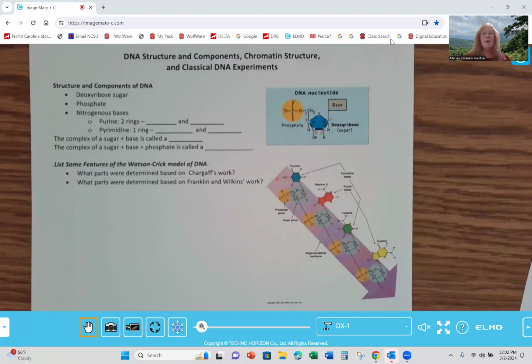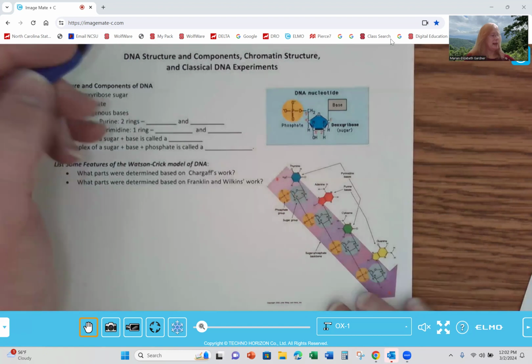Hello. Today we are talking about DNA structure and components, chromatin structure, and some classic DNA experiments. Let's start off with some of the components of DNA.